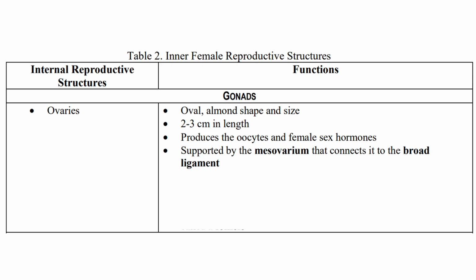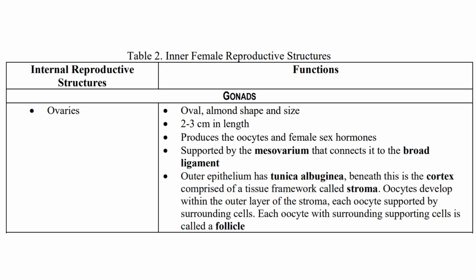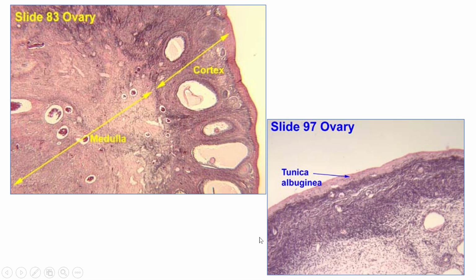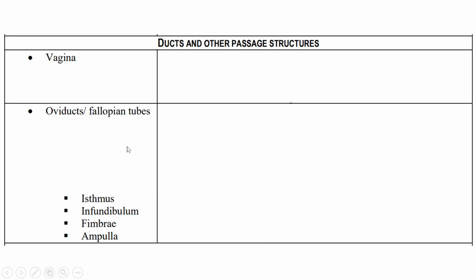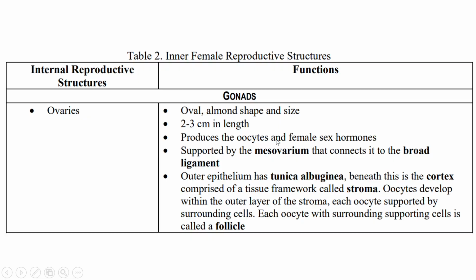So the mesovarium and the broad ligament will be supporting this one, and take note that the ovaries will be made of the tunica albuginea, the cortex, and also the stroma, where the follicle will be produced. So this is the cortex, this is the medulla, this is tunica albuginea. So this is a structure of what we call the ovary. So that will be very important. So don't forget that the mesovarium, the broad ligament, will be supporting the internal reproductive structure. Otherwise, they may be misplaced when we are moving or when we have some kind of bumping accident.